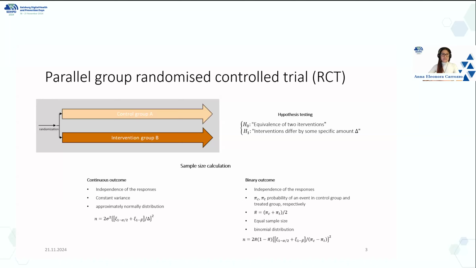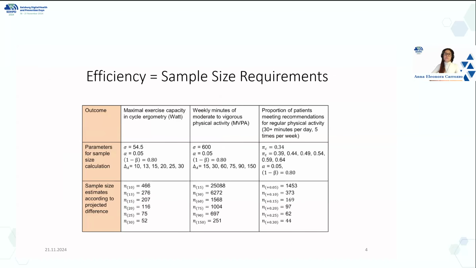A sample size is the number of subjects that have to be enrolled in the trial in order to answer the specific research question. And recruiting subjects is crucial in a study design, a trial, because it can be very time-consuming and also costly. So from now on, when we talk about efficiency, we refer to sample size requirements.